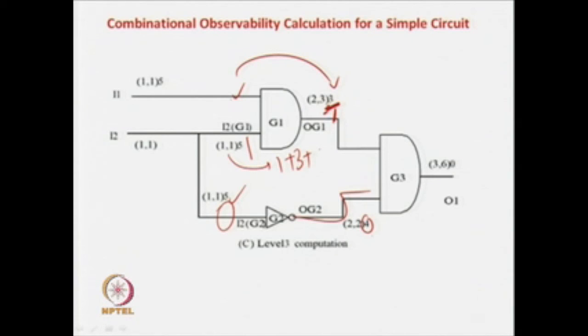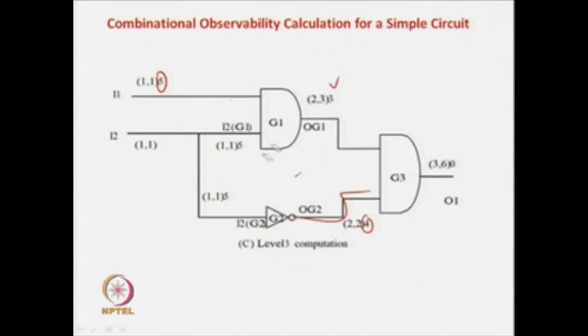How difficult is it to control? To observe this net, you have to apply a 1 over here, and how difficult it is to apply a 1 over here is 1. So we have added 1. Then this has to be observed via this, so this 3 is over here, plus 1 level jump. So 3 plus 1 plus 1 is 5. So the difficulty to observe this net is 5. This is how we can calculate.